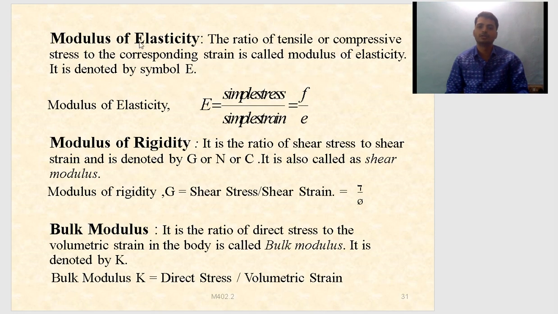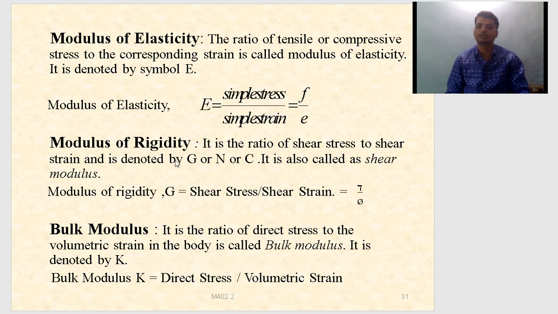See, modulus of elasticity. It is the ratio of tensile or compressive stress to the corresponding strain, simply called E. We call this modulus of elasticity simple stress by simple strain. Simple stress is P and simple strain is e.